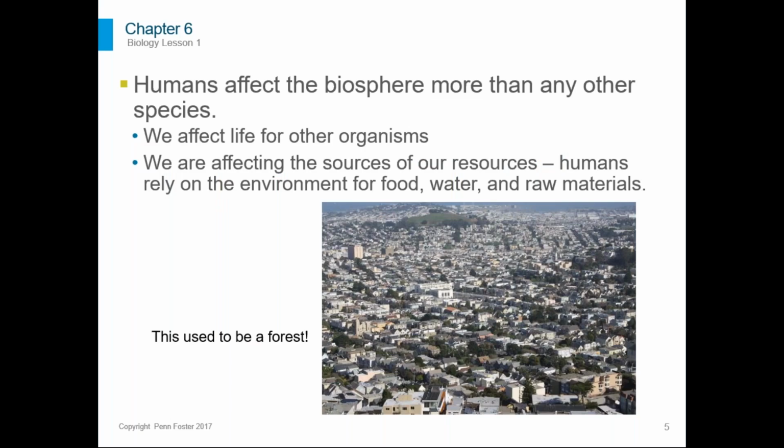This whole chapter is about the ways that humans affect the world around them. No other species comes close to changing the environment as much as humans do. And this is a great concern because not only are the actions of humans affecting other life on the planet, but we are affecting the sources of our resources. Humans rely on the environment for food and water and raw materials, and we're changing it an awful lot.